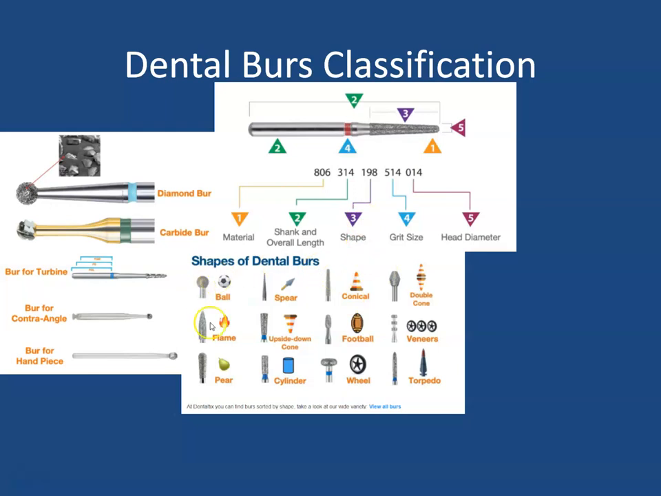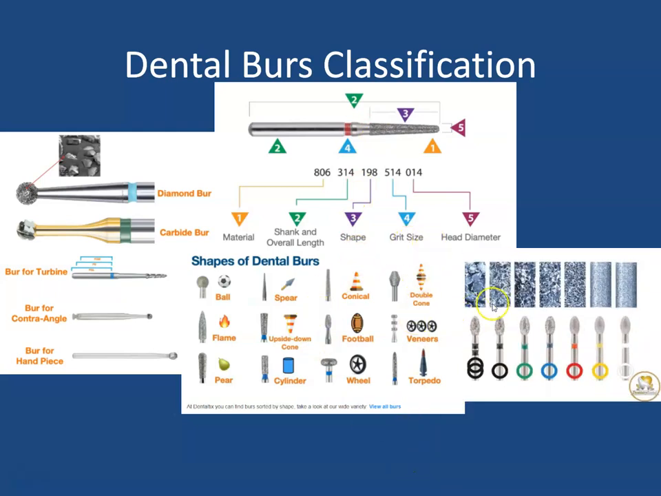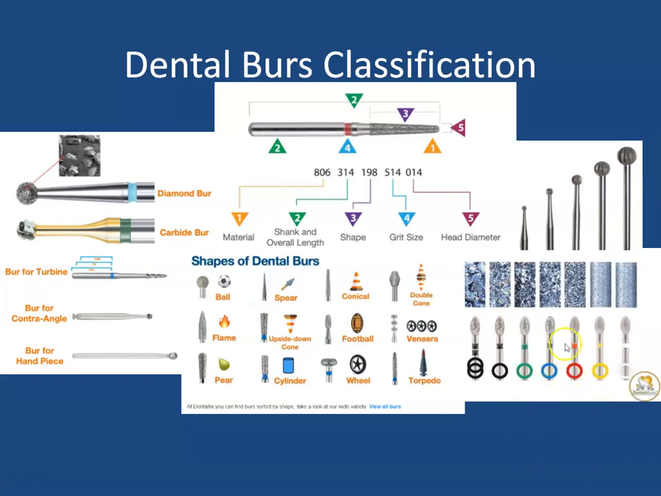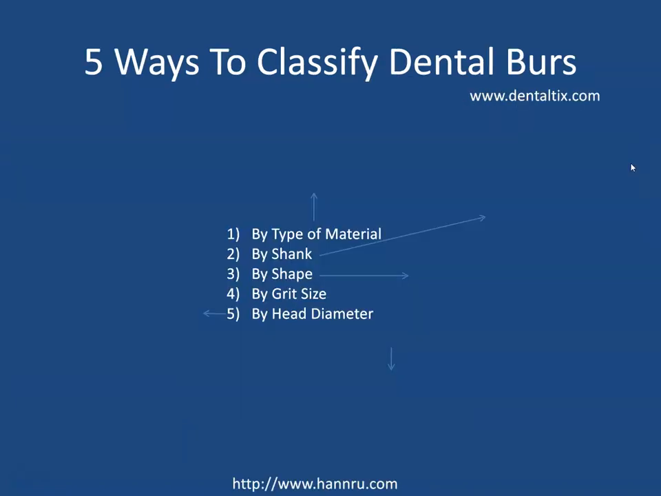Another way would be the shape of the burr. That's number 3. That's right over here. This is the shape of the burr, and we'll go over it in a moment. The grit size, whether there is thicker grit or smaller grit, and the size of the head diameter, whether it's small or large. Let's take a quicker look again at how to classify it.